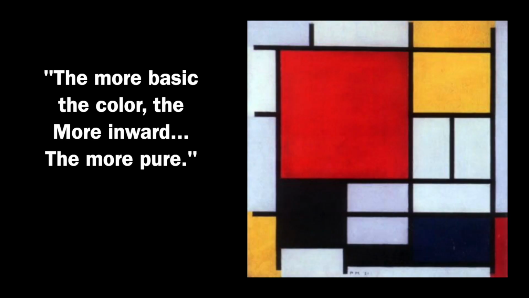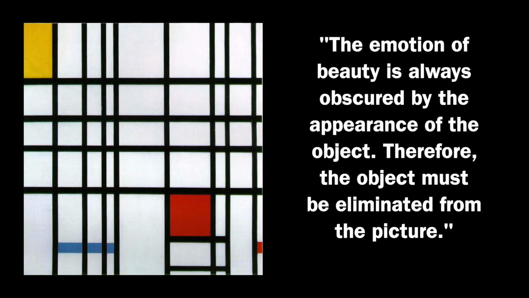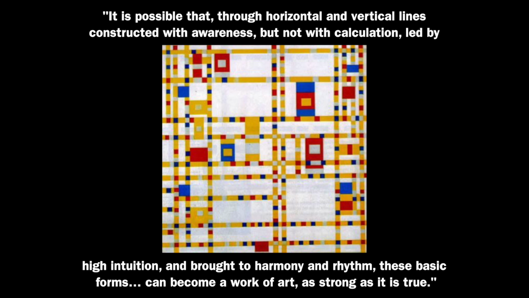Take a look at some of Mondrian's other works in this style, as well as some of his famous quotes about art and abstraction. "The more basic the color, the more inward, the more pure. The emotion of beauty is always obscured by the appearance of the object. Therefore, the object must be eliminated from the picture. It is possible that through horizontal and vertical lines constructed with awareness, but not with calculation, led by high intuition and brought to harmony and rhythm, these basic forms can become a work of art as strong as it is true."